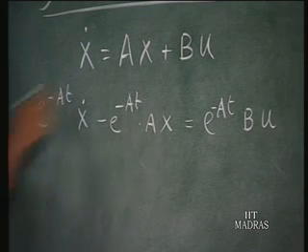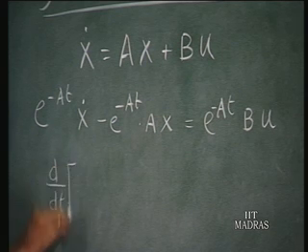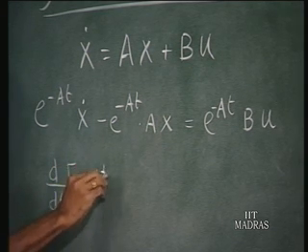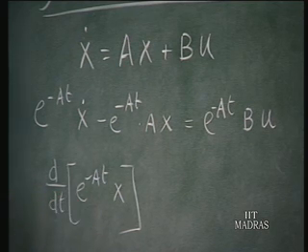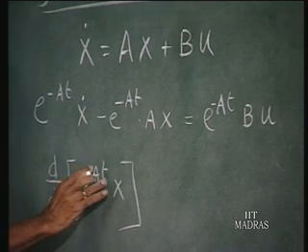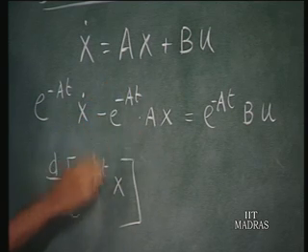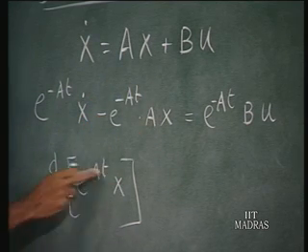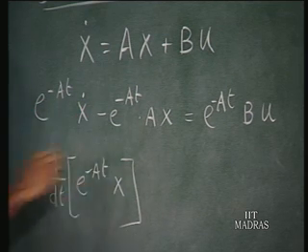Now these two terms on the left hand side can be written as d by dt of e power minus at times x, because this is the derivative of a product. Therefore the derivative of e power minus at is e power minus at times minus a, so times x, plus e power minus at times the derivative of x, which is this. So these two terms can be put in this form.